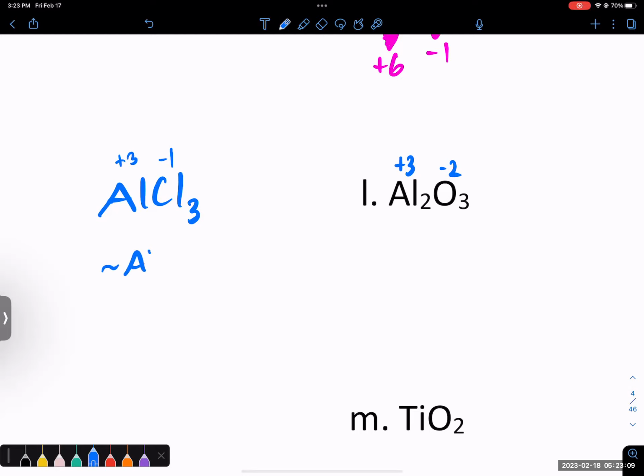It is indeed aluminum chloride, not aluminum trichloride like some people have. Not aluminum 3, only because aluminum always has a fixed +3 charge. Good job.